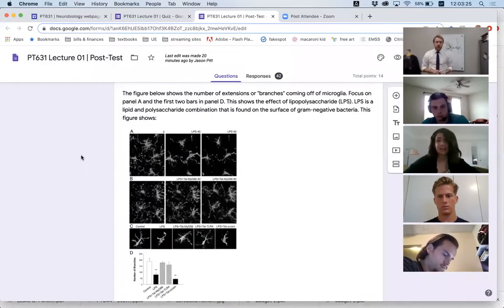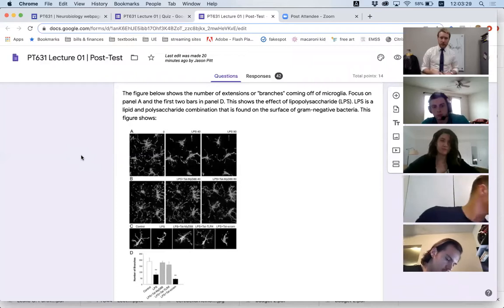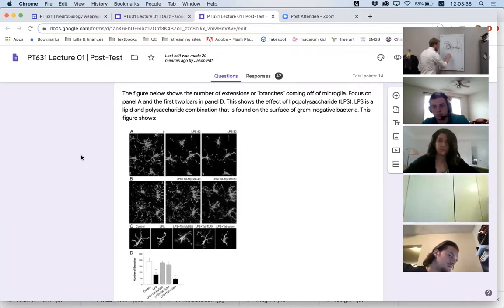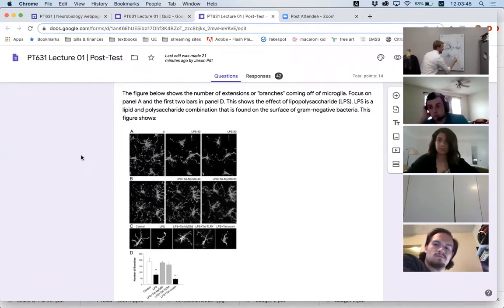Alrighty, so this figure is showing the number of extensions, or the little branches, that come off of microglia. You should hopefully remember that microglia look kind of like little neurons. They have these extensions coming off of them. But in response to injury, they round up and adopt a more amoeboid shape. So they'll be kind of round, and that allows them to crawl more effectively.